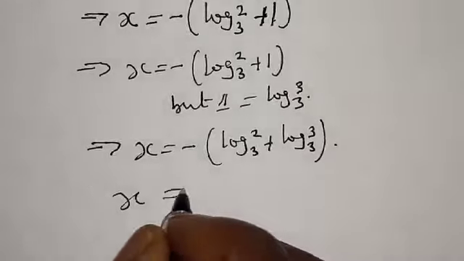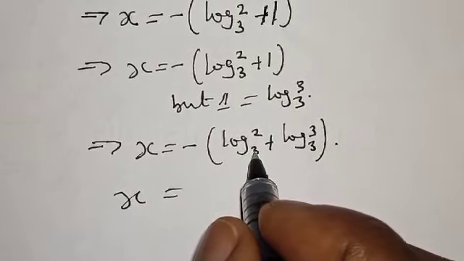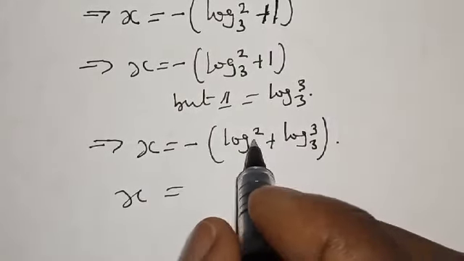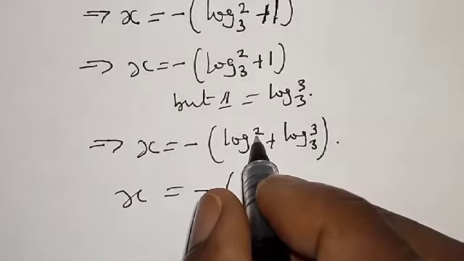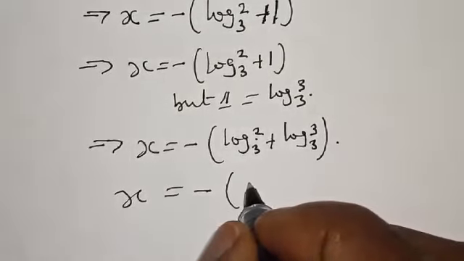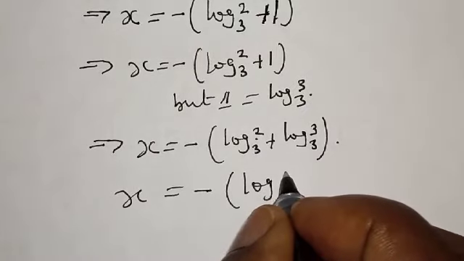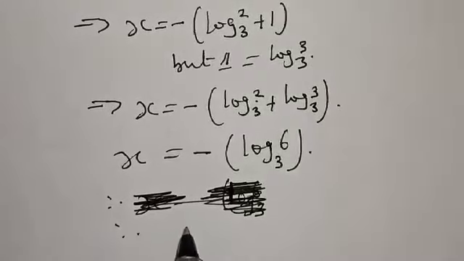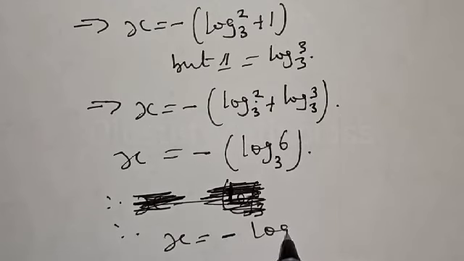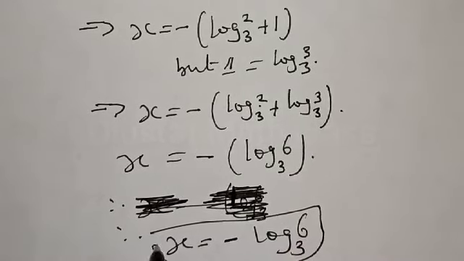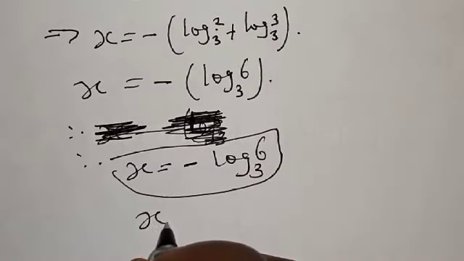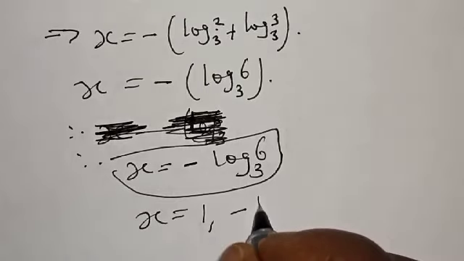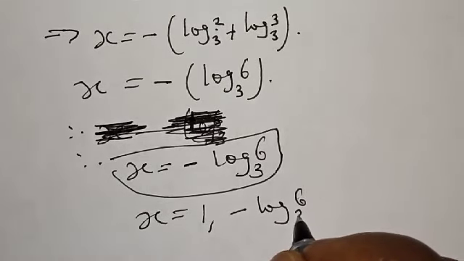Then x will now be equal to what? In one of the laws of logarithm, when you add up, you multiply. So we have minus into log of 2 times 3, which is log 6 base 3. Therefore, our final answer is x is equal to minus log 6 base 3. Then we have the values of x to be: x is equal to 1 and minus log 6 base 3.